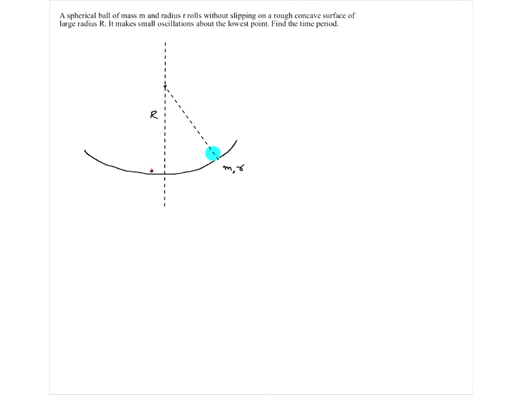Stop, turn, stop, turn, stop, turn. That's how it should happen. But we will have to see if it is angular SHM or not. Once we have proved it, finding the time period should be no problem.